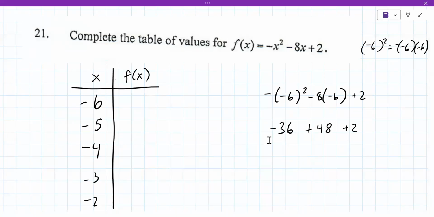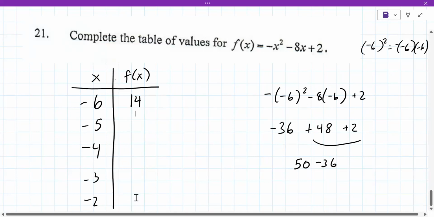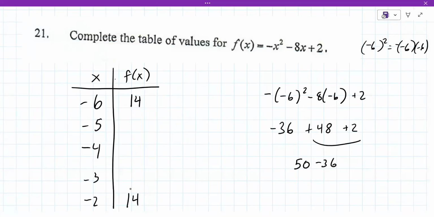That would become 12. Try again. Oh, I mean, I try to combine the easier numbers, like that's 50 minus 36. It'd be 14. Okay. And the nice thing is if you do it correctly, like if you're right, then you get the symmetry. But if you do it wrong, well, you don't get any symmetry. Mhm. So go ahead and try for -5, please.